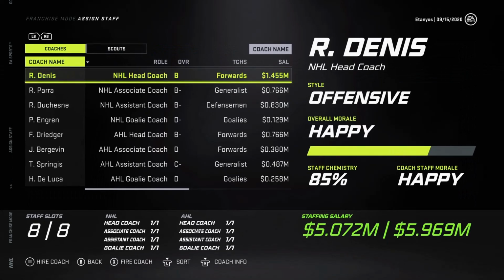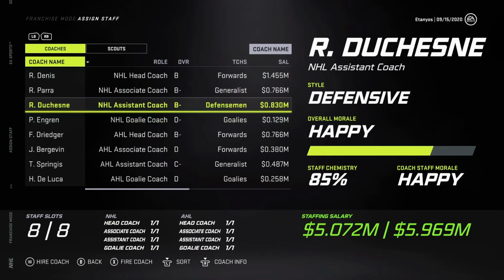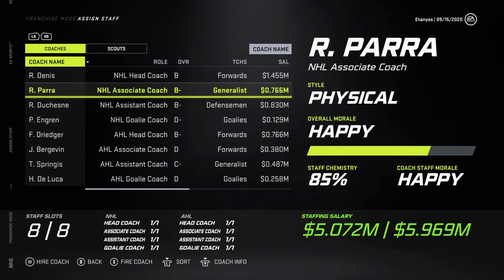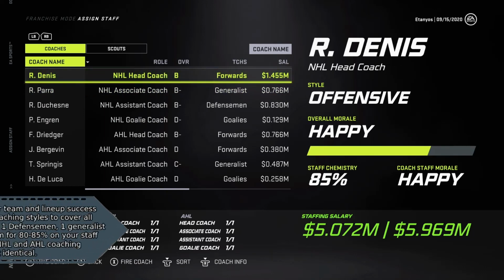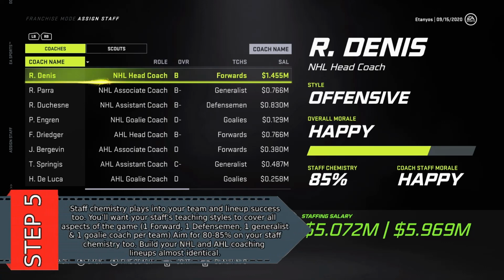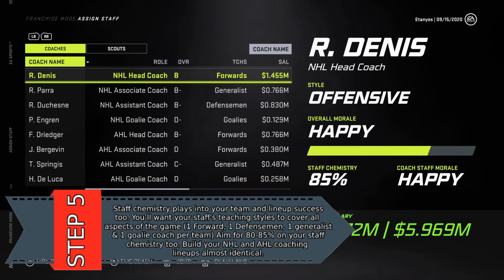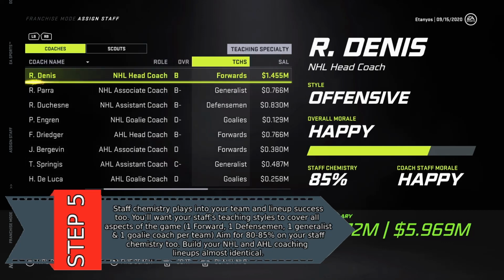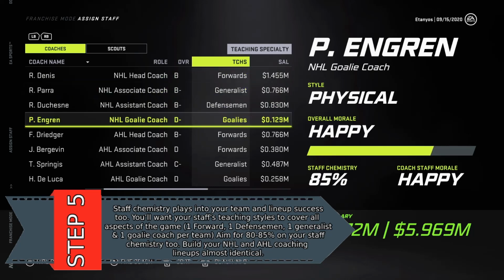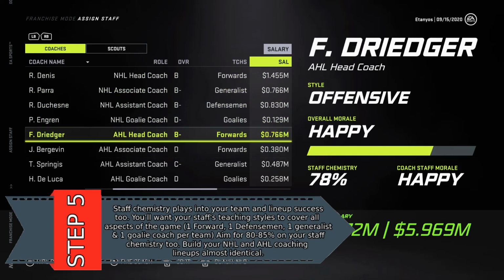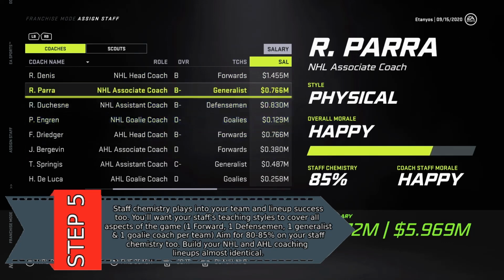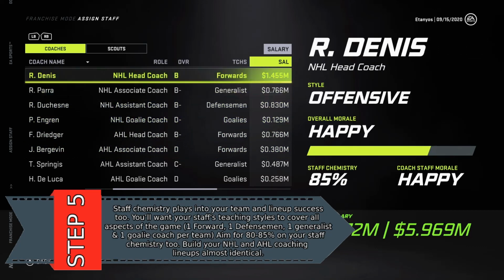So looking at the coaching staff, it's honestly not the greatest. But it's not actually too far off from how I would currently set up my own team. As you can see, the staff chemistry in the right-hand corner of the screen is 85%. That is what you want to aim for, preferably. So your staff chemistry is always going to play into your team's success, and you'll want the teaching styles, as you can see right here, to kind of cover everything. And honestly, this looks like a good coaching staff for the most part, apart from maybe having an extra defensive coach in the AHL.